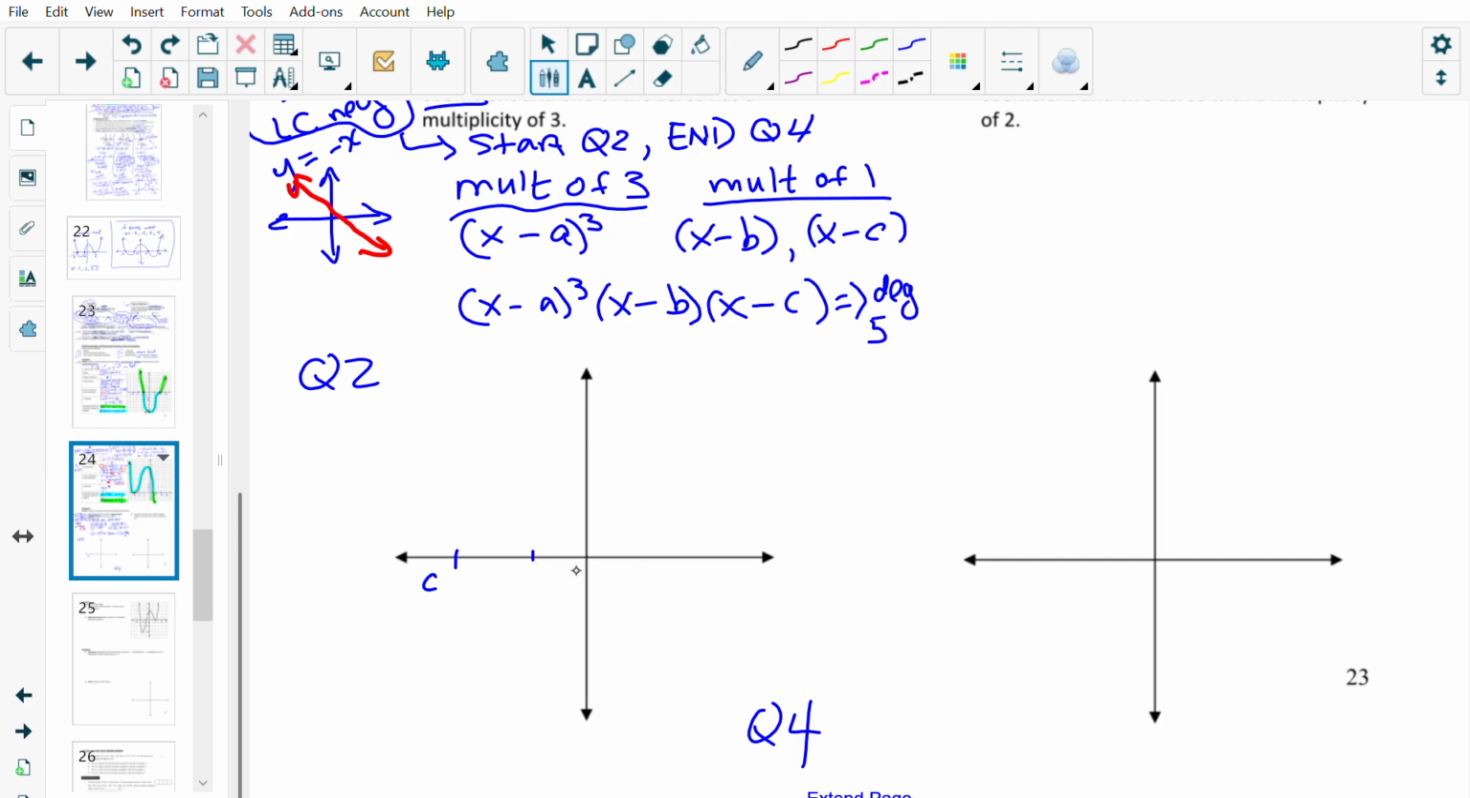So my zeros could be here, C, B, and then let's say A is here. So what would this look like? Starts in quadrant 2, comes down, multiplicity of 1, it's going to pass straight through, and then pass straight through at B. It's going to come back around, and then concave up, and then change inflection, concave down.